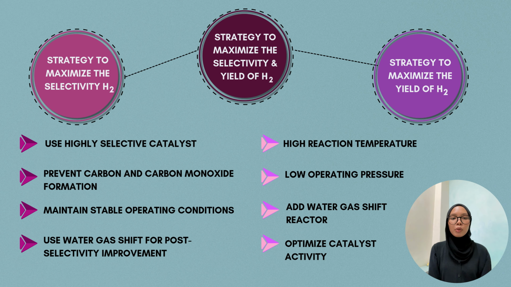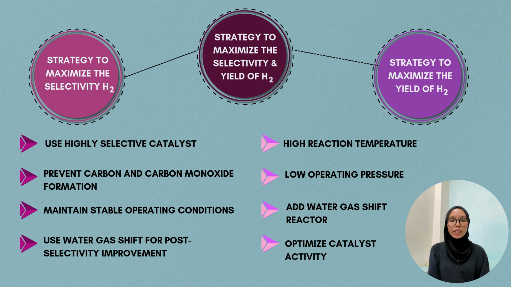Next, I will explain how to maximize yield of hydrogen. We focus on shifting the equilibrium of the steam methane reforming toward more hydrogen. This reaction is endothermic, so operating at high temperature increases the methane conversion. At the same time, low pressure is preferred because the reaction produces more moles of gas, so low pressure naturally favors hydrogen formation. A high steam to carbon ratio is also essential because it drives the equilibrium forward and increases the formation of hydrogen produced.